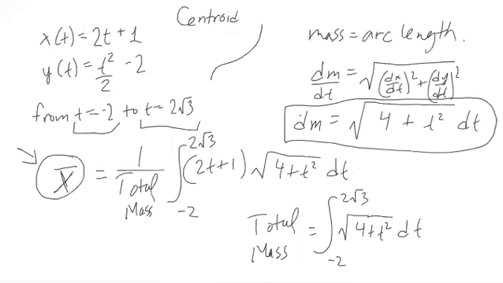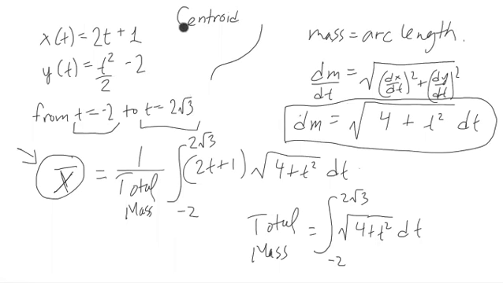Let's take a look at an example of computing the centroid of a thin wire. Suppose that this wire, which we will think about one-dimensionally, is given by this parametric equation, with x equals something in terms of t and y equals something in terms of a parameter t, where the parameter t goes from -2 to 2 times the square root of 3.